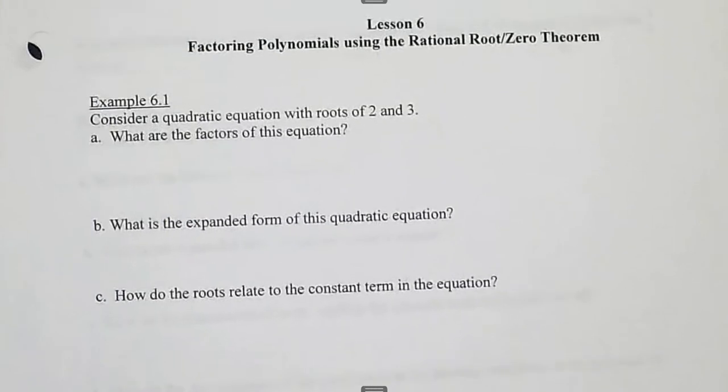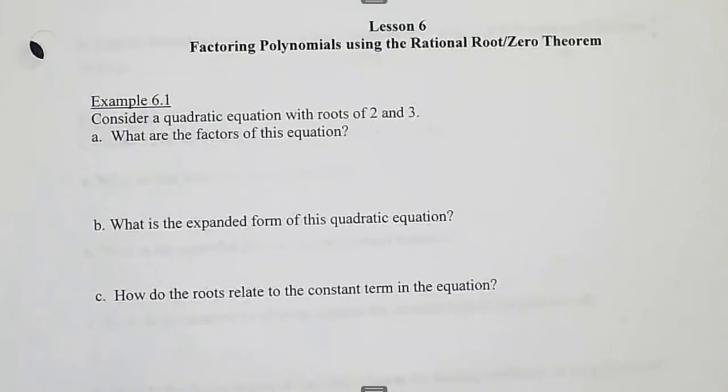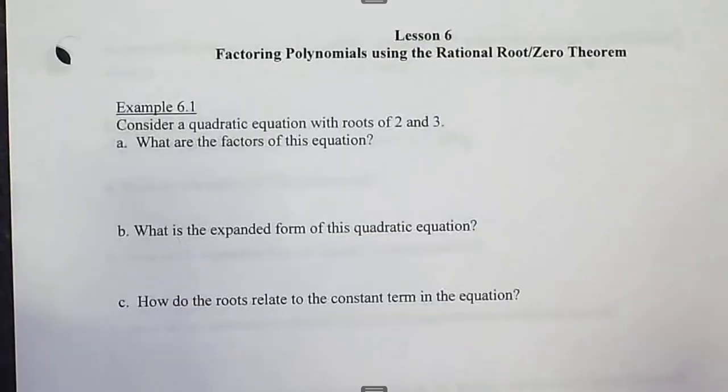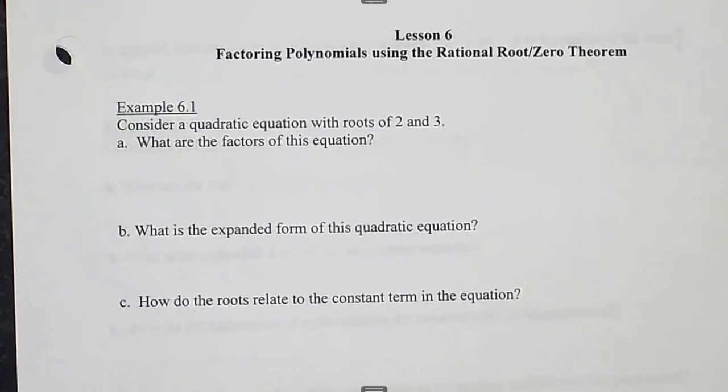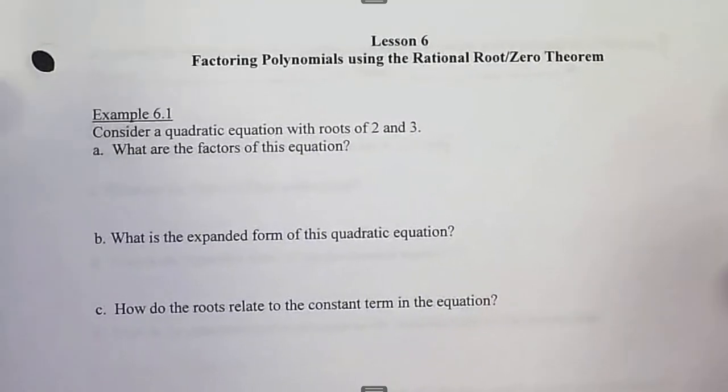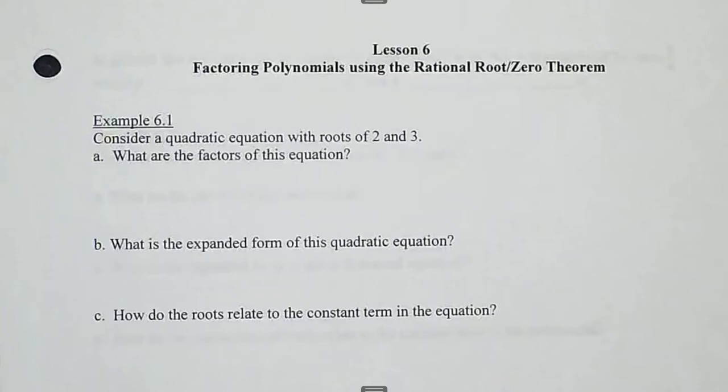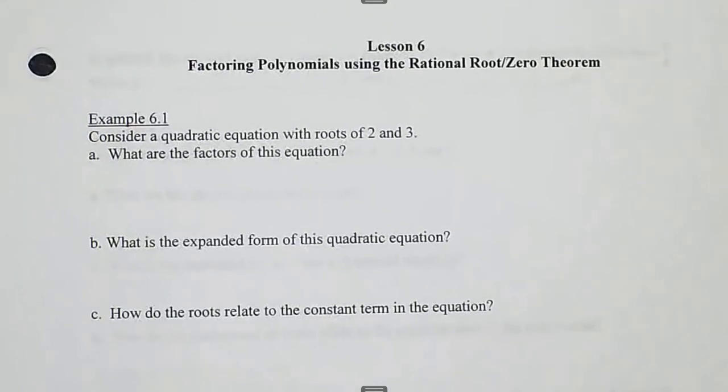All right. Today we're going to look at lesson 6, which is titled Factoring Polynomials Using the Rational Root Zero Theorem. So we have thus far looked at solving polynomials by factoring, with special cases, GCF, difference and sum of two cubes, quadratic form, grouping, things like that. But what do we do if it's not groupable, it's not one of those special patterns, and we don't know one of the zeros already? So that's what we're going to be looking at today.